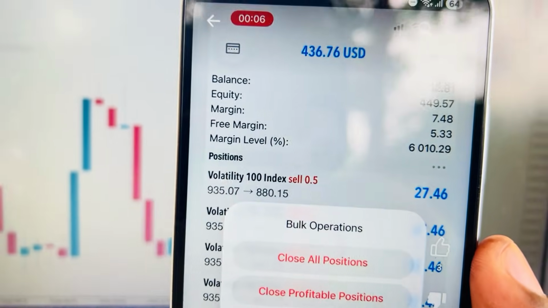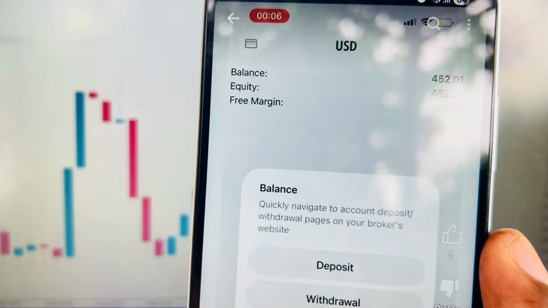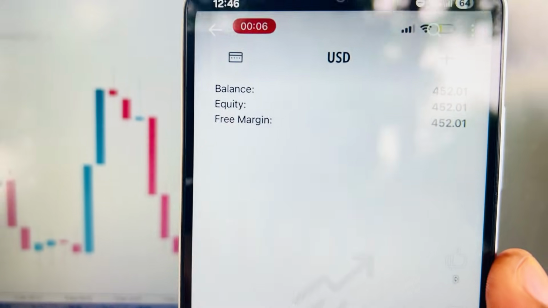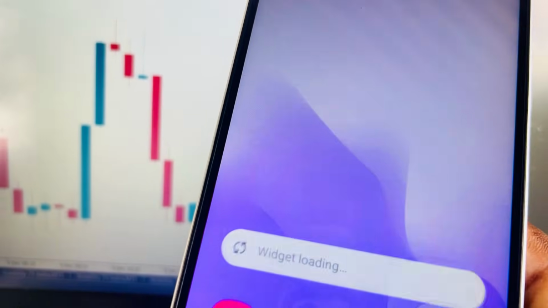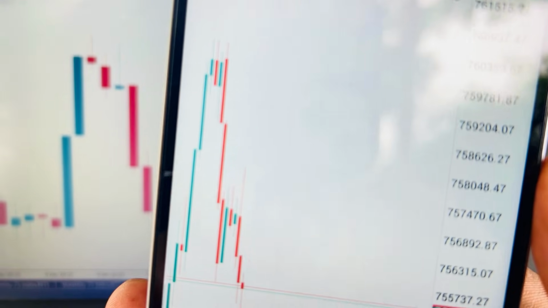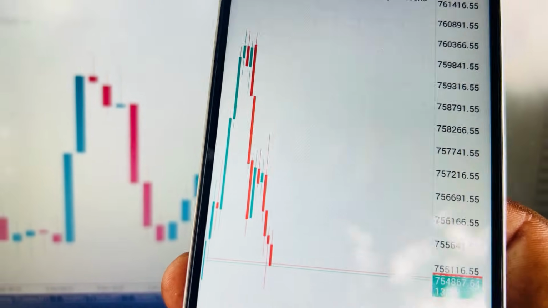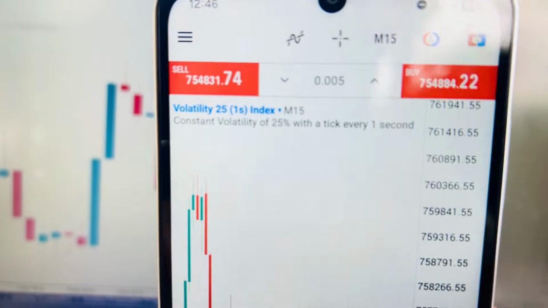Here's a step-by-step actionable plan you can follow to make $500 or even more. Step number one, make sure that you have this trading app, MetaTrader 5, and you have a trading account with MetaTrader 5.